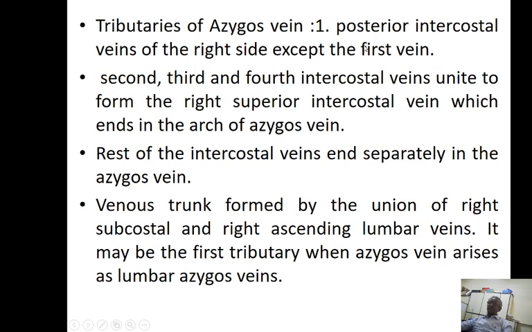Tributes of the azygos vein. Posterior intercostal veins of the right side, except the first vein. The second, third, and fourth intercostal veins unite to form the right superior intercostal vein, which ends in the arch of the azygos vein. The rest of the intercostal veins end separately in the azygos vein.